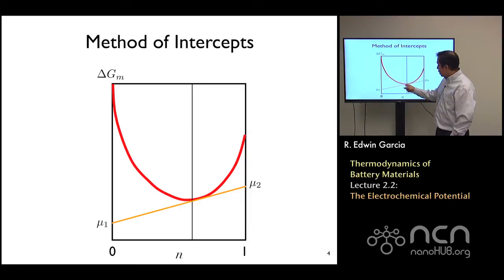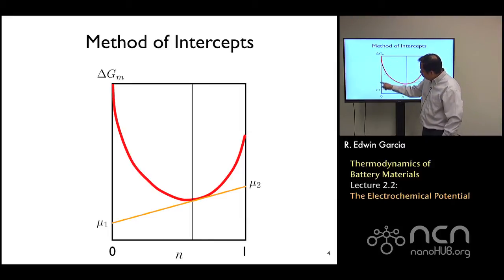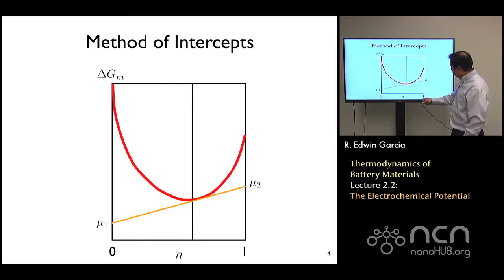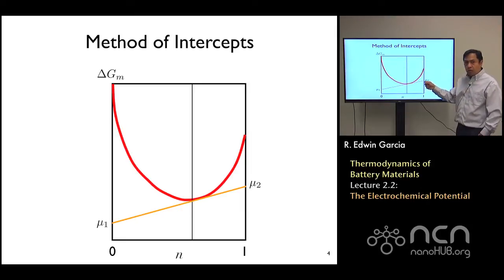Okay, in this case, if we draw that line, where it intercepts the y-axis at a concentration of 0, that will give me the value of the chemical potential, and when the concentration corresponds to 100% solute, the intersection of that line with the y-axis will correspond to the chemical potential of component 2.